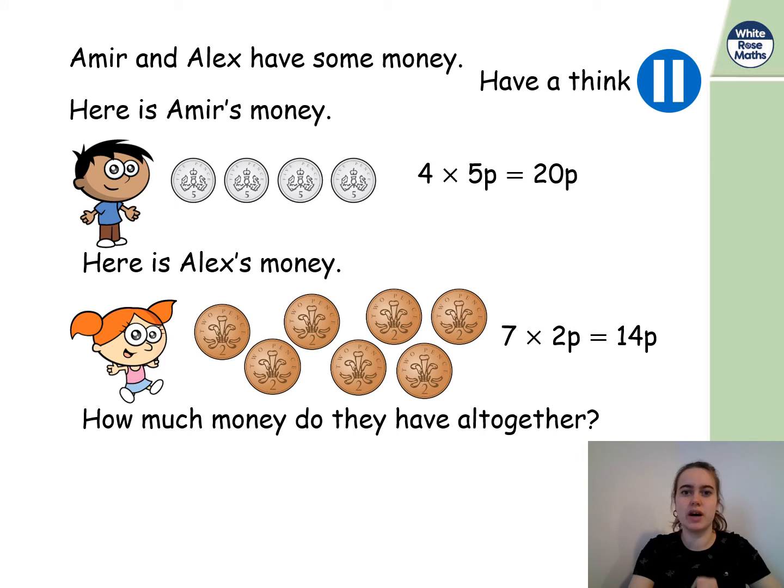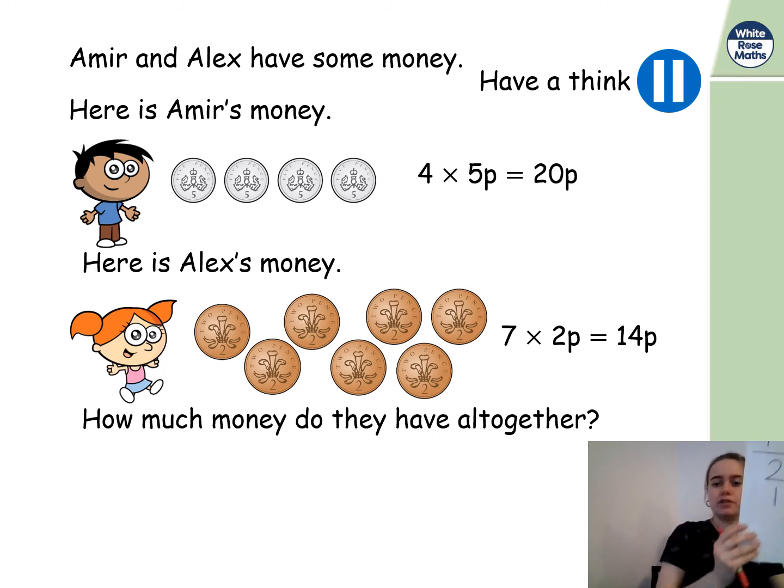We can count in 5s and we can count in 2s, so we can count up the 5p coins and we can count up the 2p coins. So we've got 20p now and 14p. Now, we've not done this in a little while, I think since before Christmas, but we are going to add up our 20p and our 14p. Don't worry, you don't have to do this at home, but I would love you to watch this.